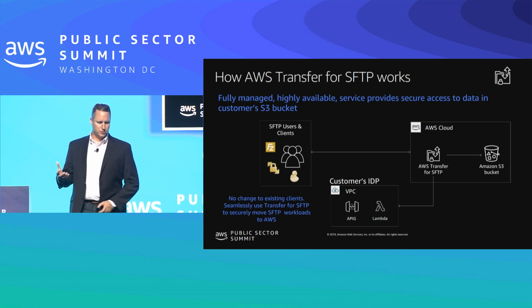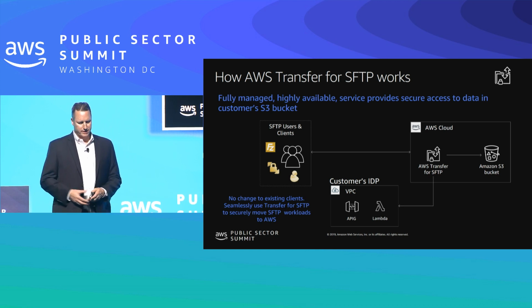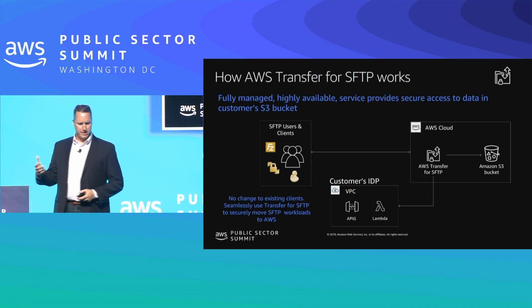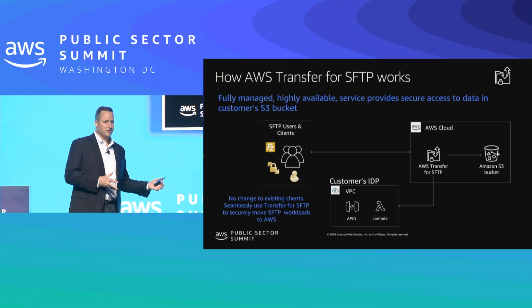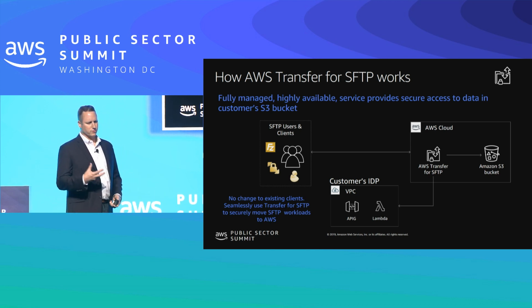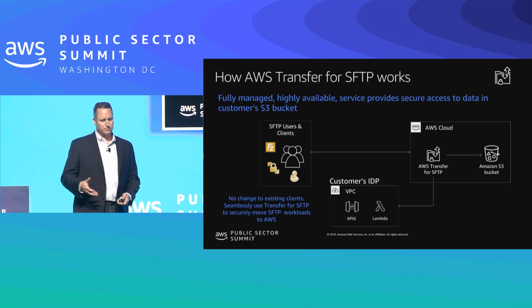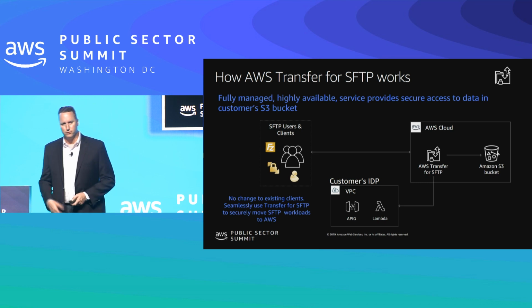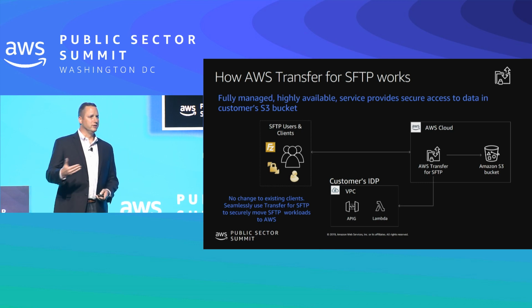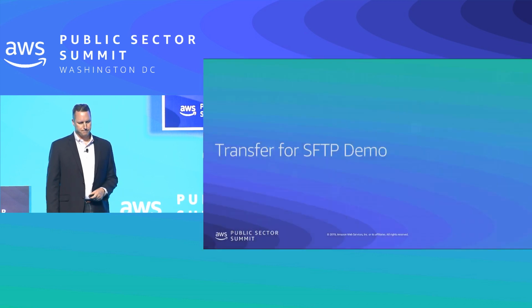You can also use your own identity protection, identity authentication. So if you have Microsoft Active Directory or your own authentication mechanism that you want to use, Transfer for SFTP can do that and therefore help you move data securely, move those workloads securely to AWS.